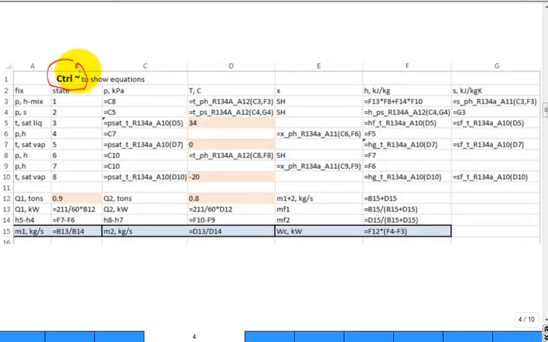In that sheet, hit Control tilde, just Control tilde, and all of a sudden, boom, I can see the cells and all the equations. So you can see right here, I typed in a hard number 34, a hard number 0, and a -20. But I then called PSAT as a function of temperature, refrigerant 134A, out of table A10, that's my syntax for this call, from the cell D5. Well, here's D, and here's 5. Oh, I just put that number right there.